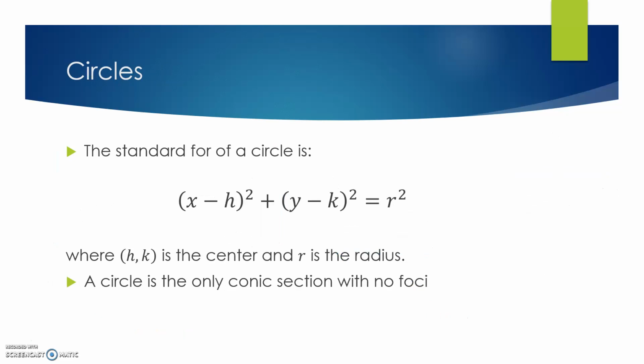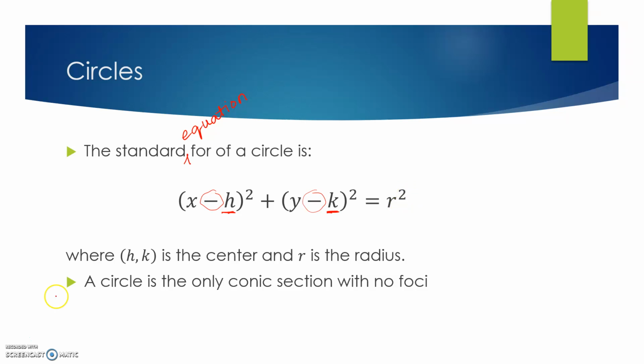All right, next we have circles. The standard equation for a circle is this: x minus h quantity squared plus y minus k quantity squared equals r squared. Remember that this is our x coordinate for the center and this is our y coordinate for the center, and we always have to change the signs. If we're starting with the radius and going to the equation, we have to square it. If we're starting with the equation going to the radius, we have to square root it.